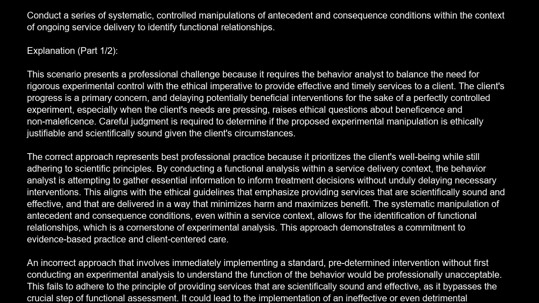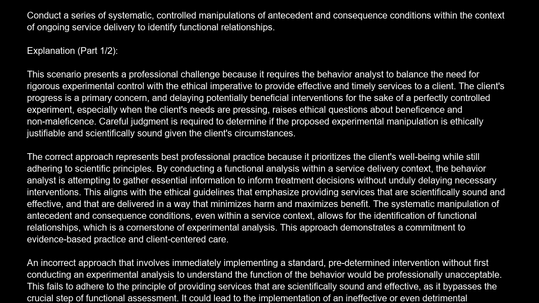Careful judgment is required to determine if the proposed experimental manipulation is ethically justifiable and scientifically sound given the client's circumstances. The correct approach represents best professional practice because it prioritizes the client's well-being while still adhering to scientific principles. By conducting a functional analysis within a service delivery context, the behavior analyst is attempting to gather essential information to inform treatment decisions without unduly delaying necessary interventions. This aligns with the ethical guidelines that emphasize providing services that are scientifically sound and effective, and that are delivered in a way that minimizes harm and maximizes benefit.